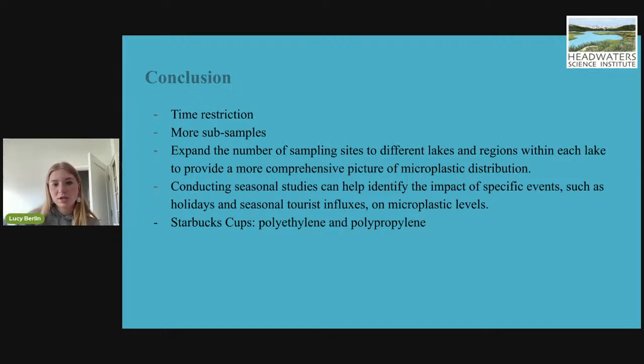I just thought something really interesting was that the other day I went to Starbucks and they switched from plastic cups to paper cups, and they were trying to be more eco-friendly, but Starbucks cups were also found to put polyethylene and polypropylene microplastics into your water, which is not good for you.